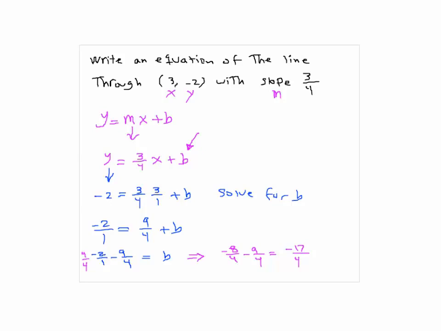Once I know b and the slope, I can write down the equation of the line. Y is equal to mx plus b. So slope is 3/4, and the y-intercept is -17/4. This is the equation of the line that we're looking for. Okay, any question on that?